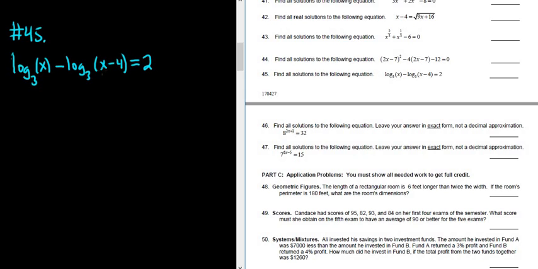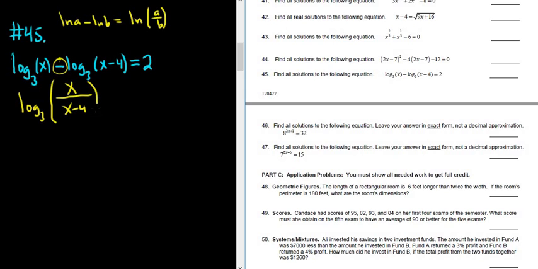So whenever you have two logs in an equation, you want to combine them. Here we have a minus sign, and whenever you have a minus sign, it turns into a fraction. Remember, if you have natural log of a minus natural log of b, that's the natural log of a over b. That's called the quotient rule. So here we have two logs and a minus sign, so we can combine them. This will become log base 3 of x over x minus 4, and all of this is equal to 2.